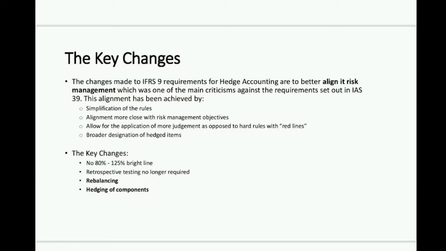This obviously requires that there is more room for judgment to be permitted rather than having strict boundaries. So you'll see that when we discuss some of the changes in a bit more detail in the following slides, you'll see elements of that coming through. And then also another criticism was that there was a very narrow definition of what could be considered hedged items and similarly what would be considered hedging instruments. So all of these different areas have been addressed in terms of the changes that are now coming through under IFRS 9 in terms of hedging requirements.